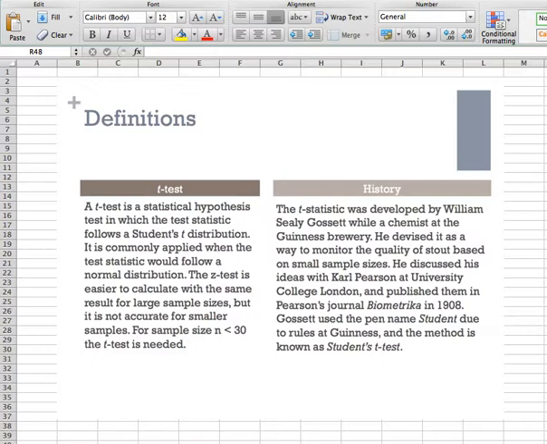The history of the t-test is pretty interesting. The t-statistic was developed by William Sealy Gosset while he was a chemist at the Guinness Brewery in Dublin. He devised it as a way to monitor the quality of stout based on small sample sizes. He discussed his ideas with Karl Pearson at University College London and published them in Pearson's journal Biometrika in 1908. Gosset used the pen name Student due to rules at Guinness, and today the method is known as Student's t-test.